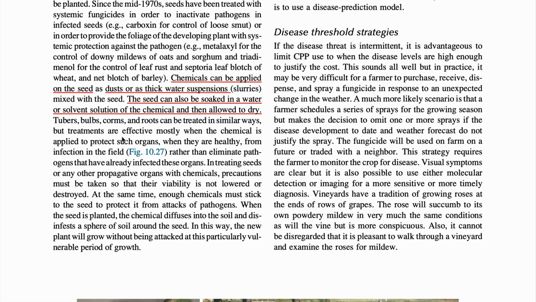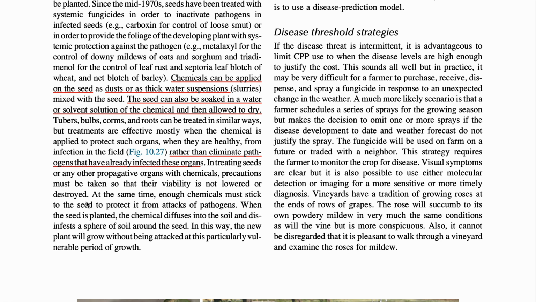But treatments are effective mostly when the chemical is applied to protect such organs when they are healthy from infection in the field. This means seed treatment is used as a prevention rather than eliminating pathogens that have already infected the organs. Understood? Yes, it is used as a prevention rather than for seeds that are already infected by pathogens.